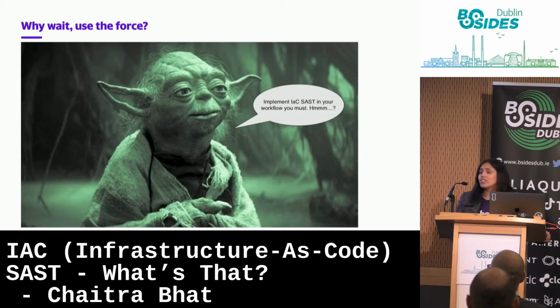We can never ensure that our infrastructure is fully secure, 100% safe. But what we can do is make sure that we have taken care of all the known vulnerabilities in our infrastructure and make it as hard and difficult as possible for hackers to infiltrate our systems. So why wait? Use the force and go deploy IAC SAST in your workflow. Thank you.